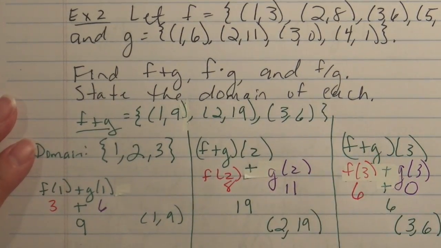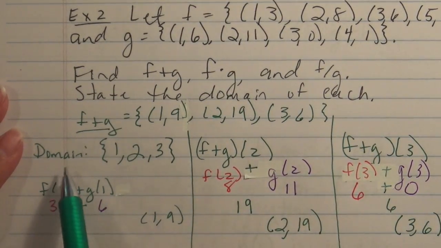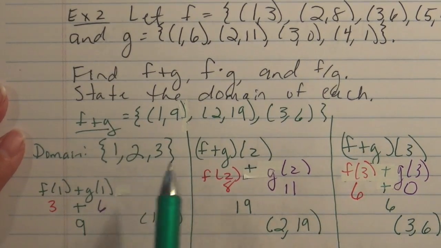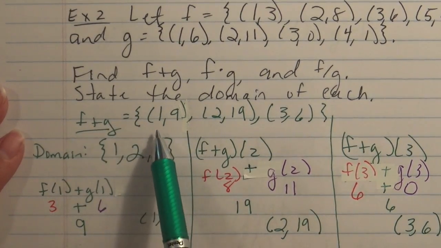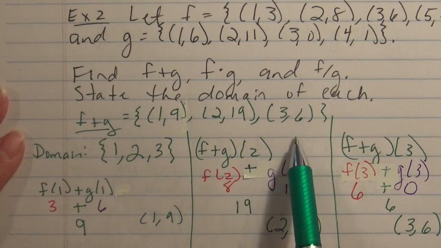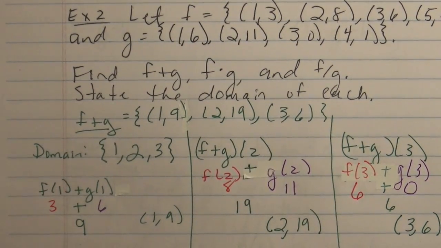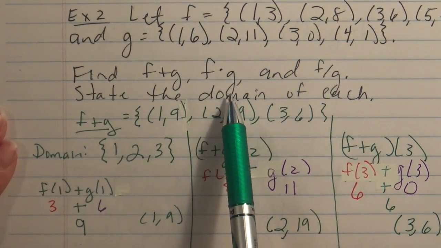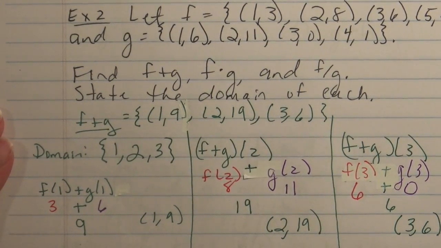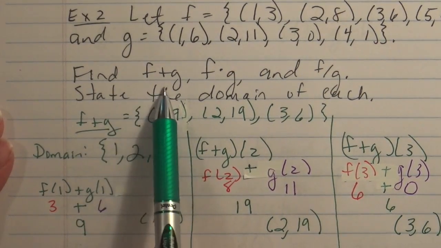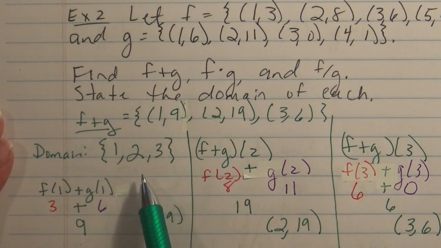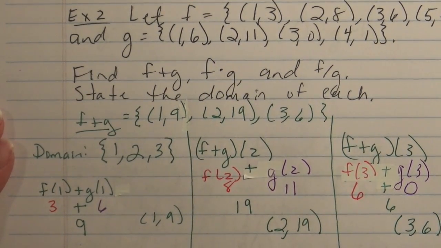So we have answered the question. They had asked us to find the domain 1, 2, 3. F plus g was ordered pairs (1, 9), (2, 19), (3, 6). I said we have answered the question. We've not finished, however. They also want us to find f times g and f divided by g. So we still have some more pieces of this to go, but we've answered the first part. We have found f plus g, and we found its domain.